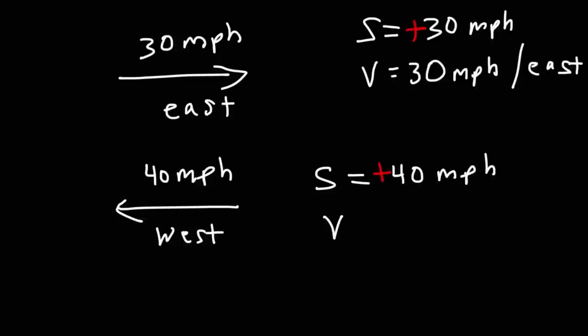Now because this person is going in the negative x direction, the velocity will not be positive. The velocity is negative. So his velocity is negative 40 miles per hour in the direction west. So as you can see, speed is always positive, but velocity can be positive or negative depending on where a person is going. So make sure you understand that concept. Now let's work on some practice problems.